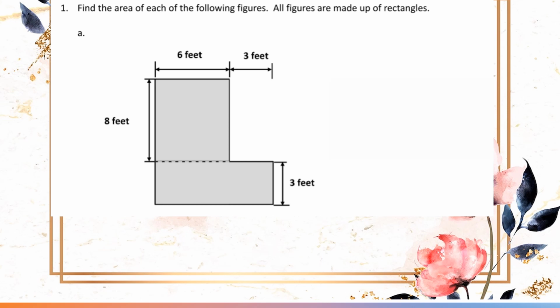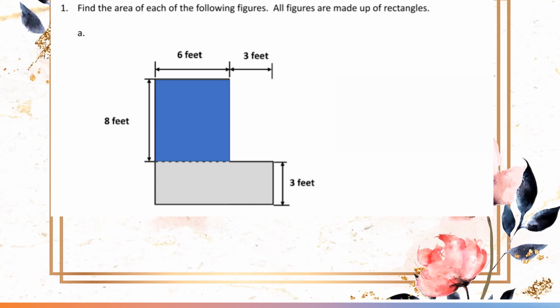Number 1 says find the area of each of the following figures. All figures are made up of rectangles. So this figure is composed or made up of two rectangles. So let's find the area of each rectangle and then add the two areas together to get the total of this figure. All right, so first I would shade in this top rectangle, maybe with the color I chose, blue. And I'm going to find the area of this top rectangle.